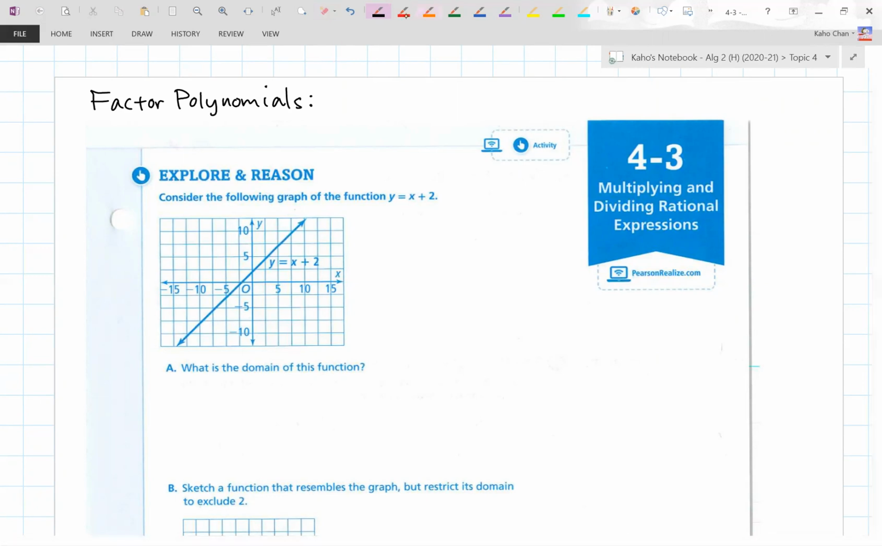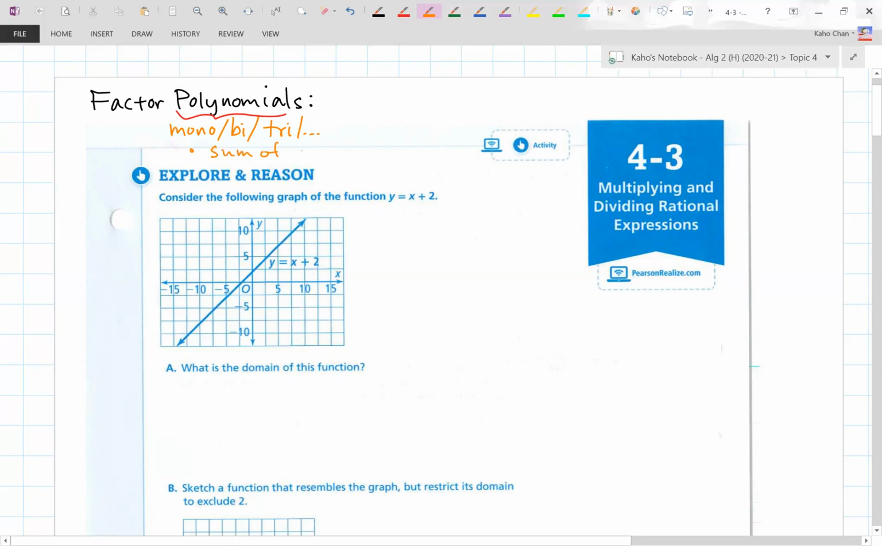Polynomials, of course, are algebraic terms that include monomials, binomials, trinomials, etc. They're basically a family of terms. Just a family. Or a sum of terms.